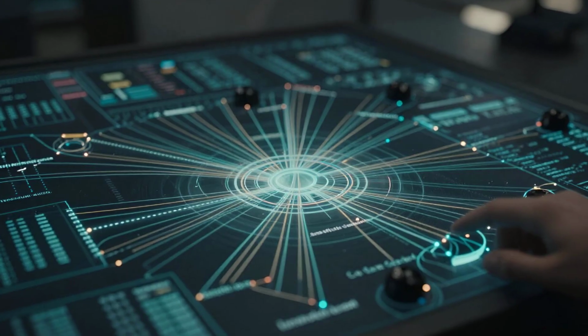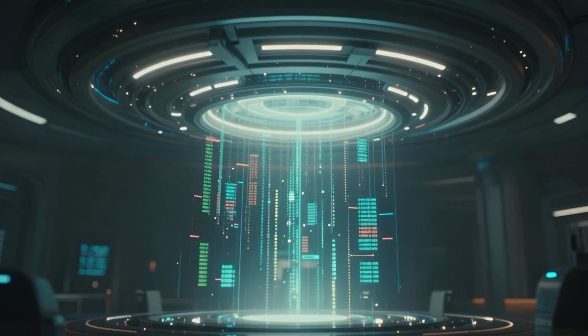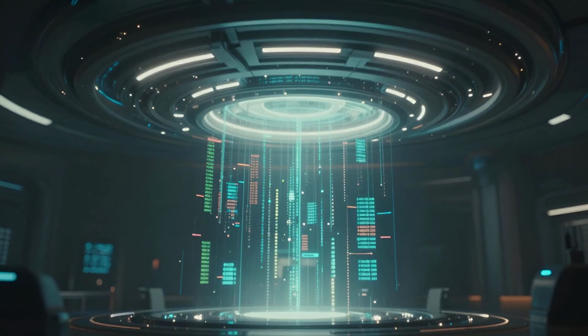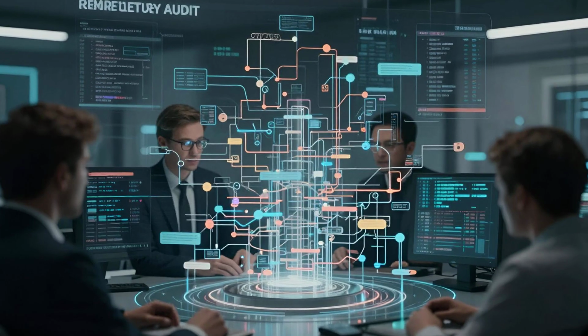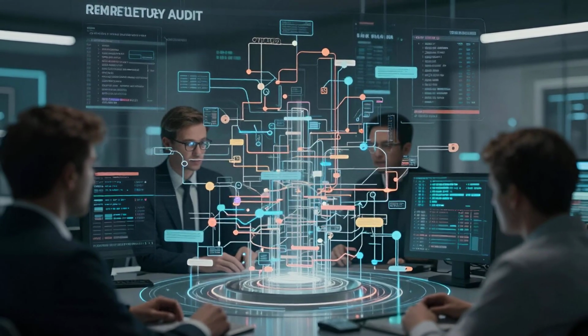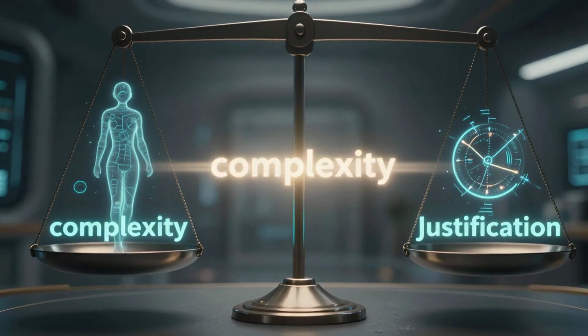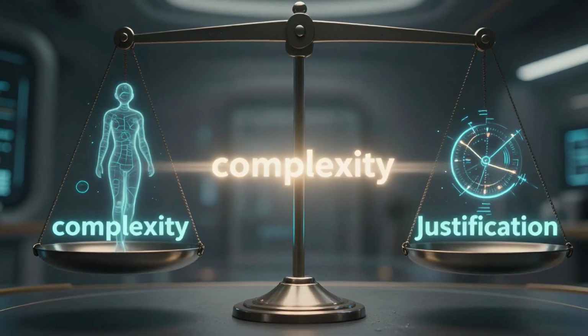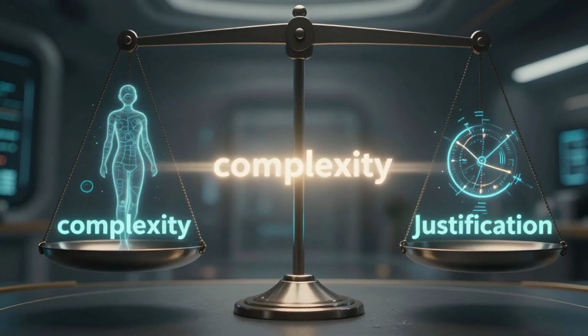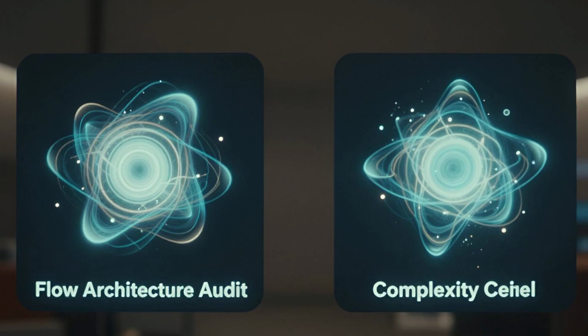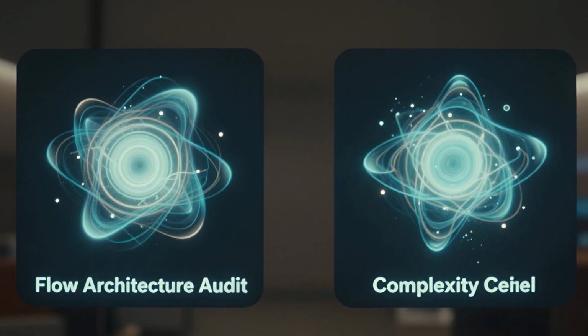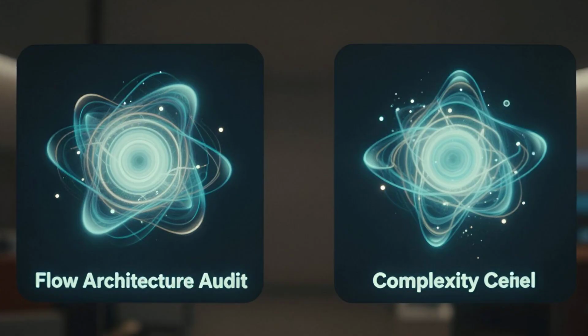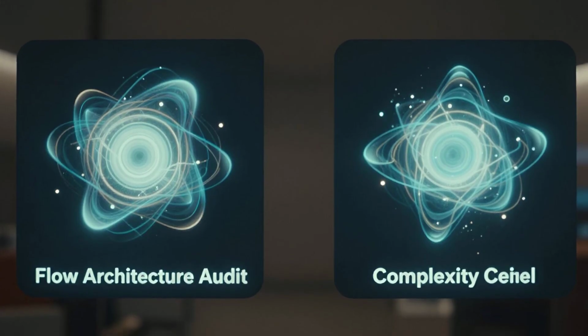The flow architecture audit clears the baseline. The complexity ceiling governs what enters from that point forward. Together, they do what the current system has no architecture to do. Require that complexity justify its cost before it enters the code, and require that it be removed when it cannot. The flow architecture audit and the complexity ceiling are not the same tool. They close different problems in a specific order.